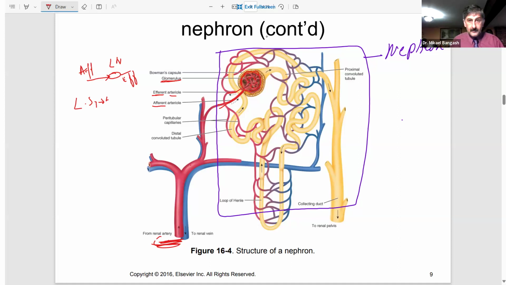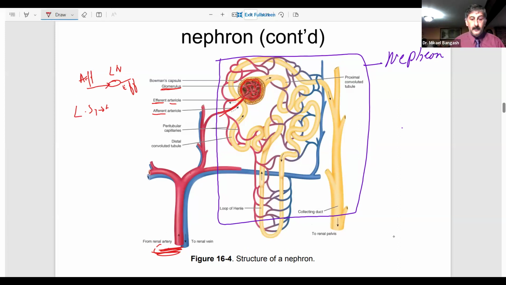Now, guys, there are different ways in which we can divide the structures of the nephron. Let's do it this way. For the nephron, we can say there are two major components. The first is the vascular component. When we say vascular, that's going to be related to the blood vessels.